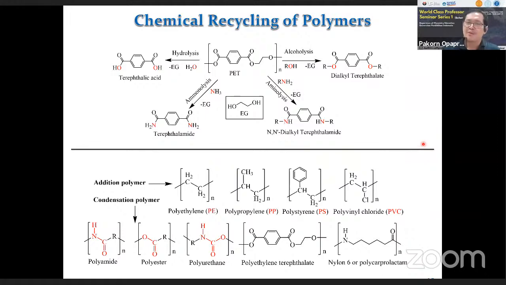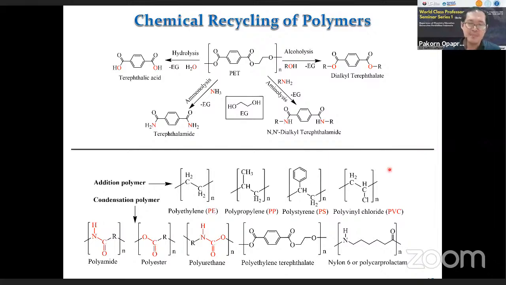Now, what about chemical recycling? Chemical recycling means breaking the chains of polymers and then making them into small molecules that have active functional groups. If the small molecules have active functional groups, they can react with each other, and then form new types of products, especially new types of polymer materials with better properties.